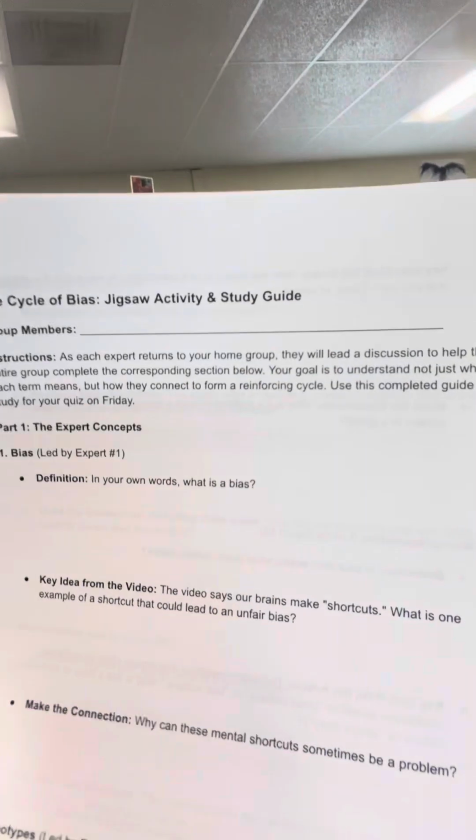It's a study guide for your test. So this is how you're going to do it. You're going to go back to your home group, and number 1 in the group, so whoever sits at number 1, expert 1, is going to answer these questions. Expert 1, you're going to answer in your own words, what is a bias? The rest of the group is going to write down what you answer right there. You're going to share the next thing, the key video, and make a connection.